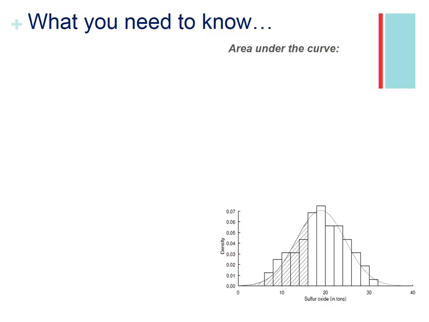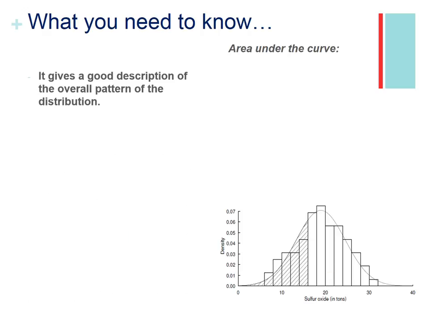So what exactly do you need to know about the density curve? What are we going to know as we're working through the next couple of units? Number one, the density curve gives a good description of the overall pattern of the data. If we take a look right here, we're looking at sulfur oxide and the density of sulfur oxide. When we draw this smooth curve, it gives us an overall pattern description. When I draw that curve, I want it to try to go through the tops of the bars. It's never going to be perfect.